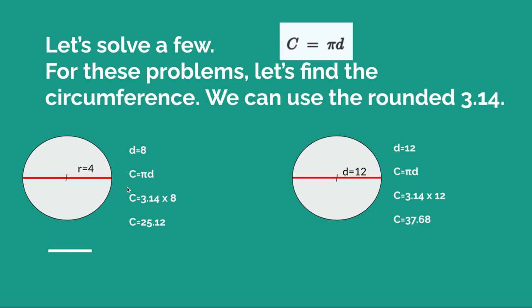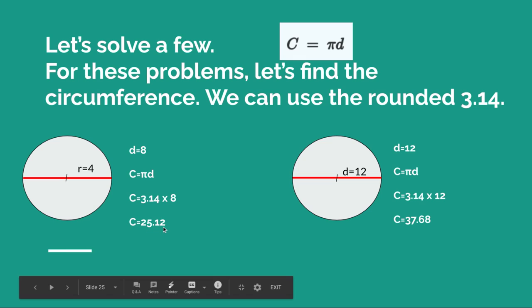And so since we're finding the circumference, C equals pi d. Most times you should write out the formula to remind yourself what you're doing. Circumference is equal to 3.14 times 8. So C, the circumference, is equal to 25.12.